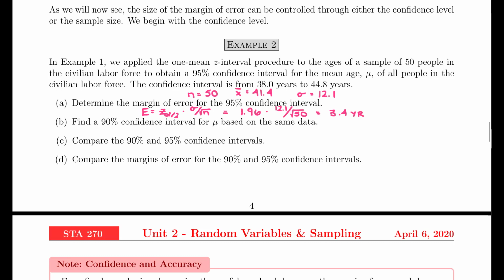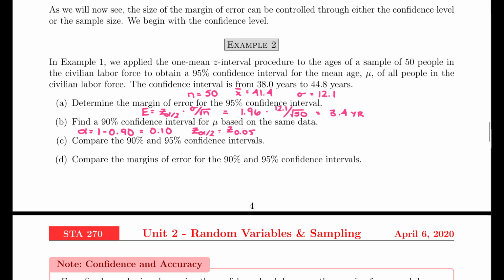Now, part B, it asks us to find the confidence interval at a 90% level based on the same data. So in this case, our alpha is equal to 1 minus 0.90, which equals 0.10. So z sub alpha over 2 is equal to z sub 0.05. When we divide 0.1 by 2, we get 0.05. And again, we would go back and we would find that 0.095 in our table.